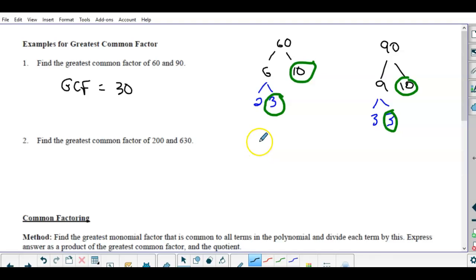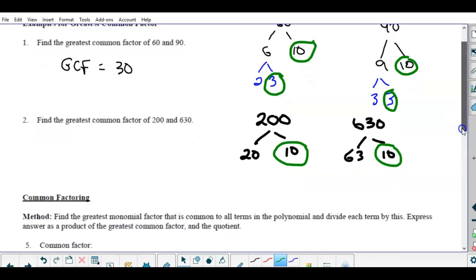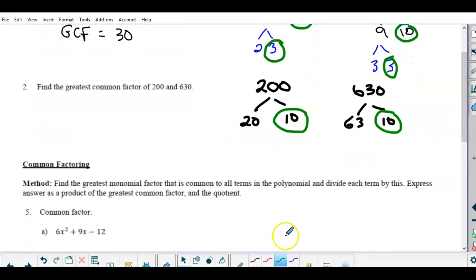So next one, 200, and again, same thing, I see a 0 at the end, right? So maybe I'm going to go 20 times 10, because 630, I see 0 at the end too. So that's 63 times 10. And so for sure 10, I don't have to prime factorize that. I know 10 is common. Now between 20 and 63, is there anything common there?